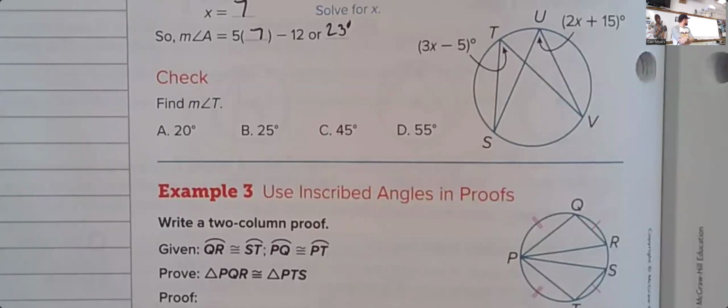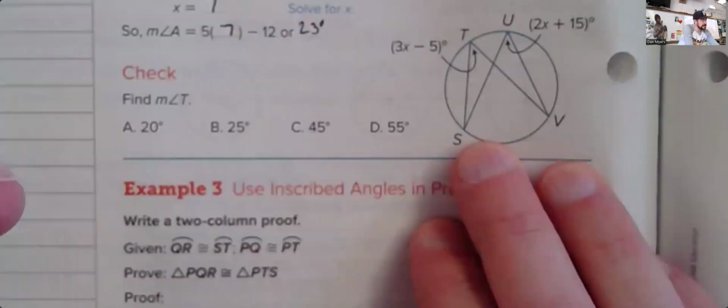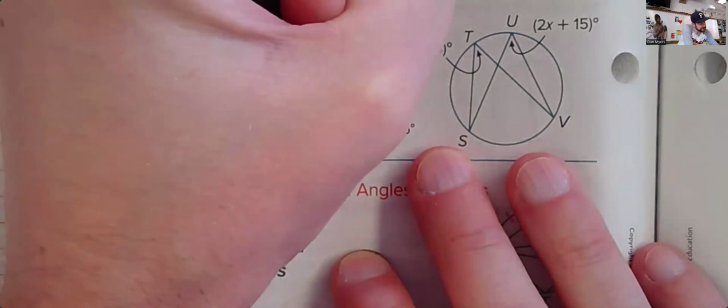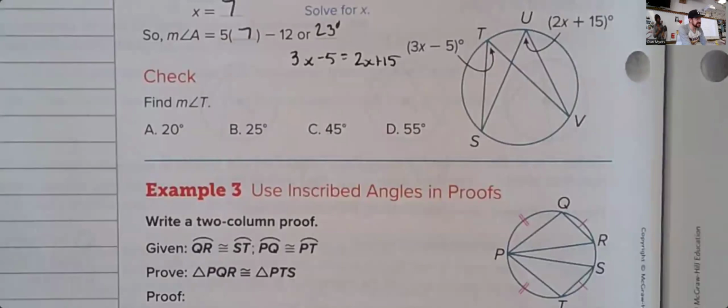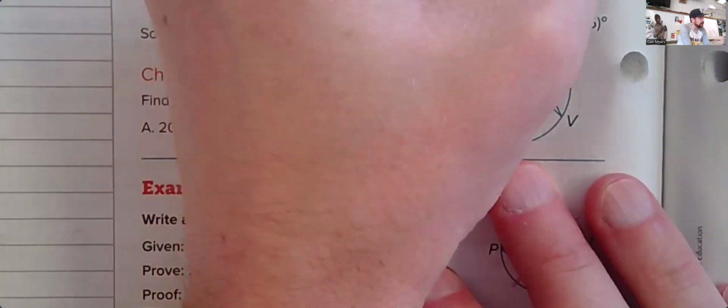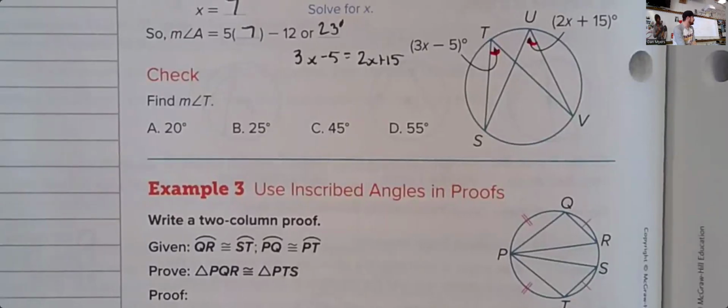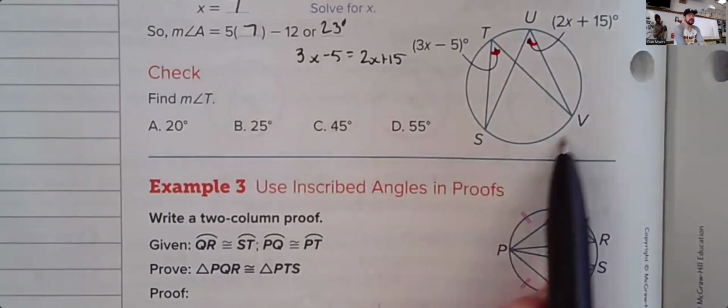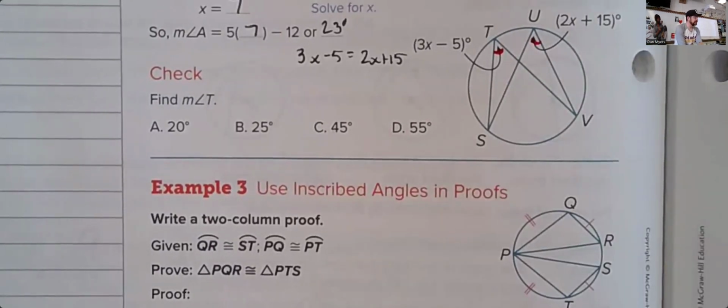So before we answer this one, what does x equal? 20. X is 20. All right. So x equals 20. So we're going to be writing 3x minus 5 equals 2x plus 15. And that is because angle T is congruent to angle U, because both T and U intersect arc SV, which means the angles have to be congruent.